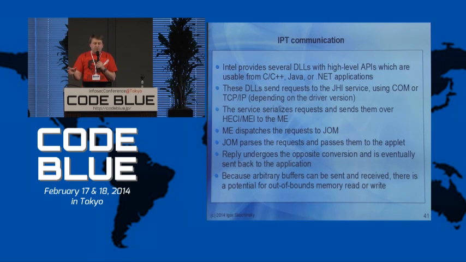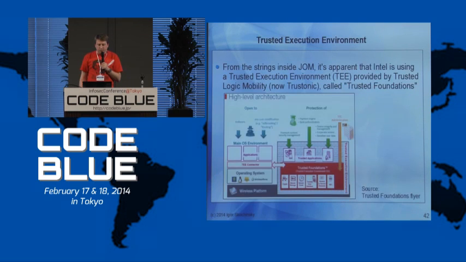ME on its side parses those requests and passes them to this module, JOM module. JOM module parses the requests and decides to which applets they should go. And so then it comes to the applet, and for example, to that onCommand method, which does the actual work. And the reply goes in a different way. It goes over PCI to the service. Service unpacks the packets and passes back to the DLL, to the application. And this protocol allows you to send various sized buffers. So in theory, there may be a missing out-of-bounds check somewhere that would allow us to read or write memory, but I have not found one yet, but I'm working on it.